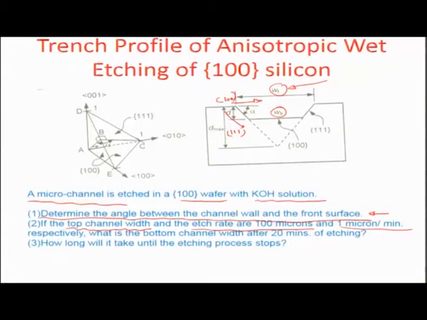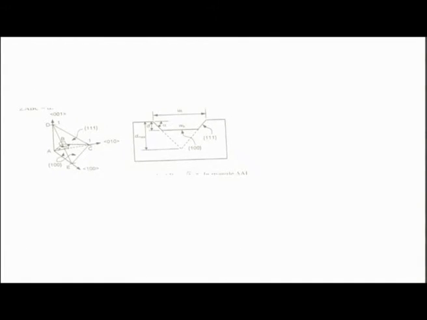So the angle alpha here is very critical, the angle between the two directions, that is 100 direction and 111 direction. And then we can also keep talking about how long this etch process will continue, when it will stop, and so on and so forth. So let us actually look at this problem from an aspect of first finding out the angle.